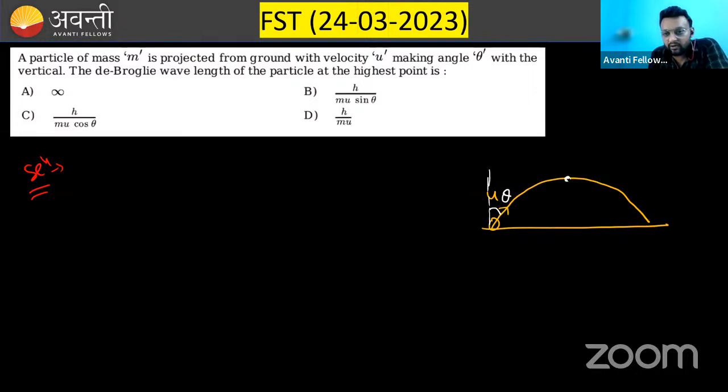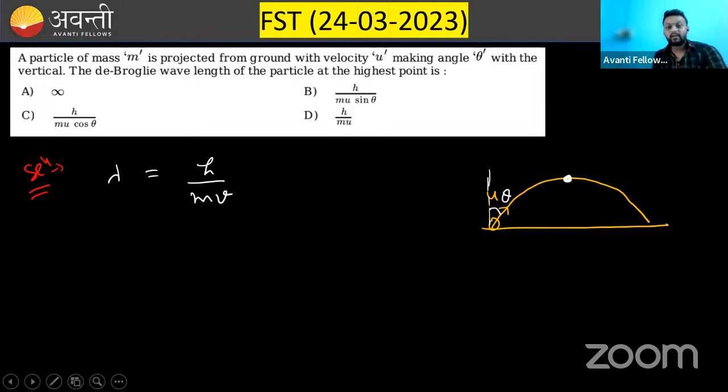So again, they are talking about the highest point. First of all, you should remember what is de Broglie wavelength. De Broglie wavelength lambda is equal to h by mv. Remember this thing again, very important. The particle has mass m, h is the Planck constant, v is the required thing here. We need to put the value of v here. What is the meaning of v? Velocity of the particle at the highest point.